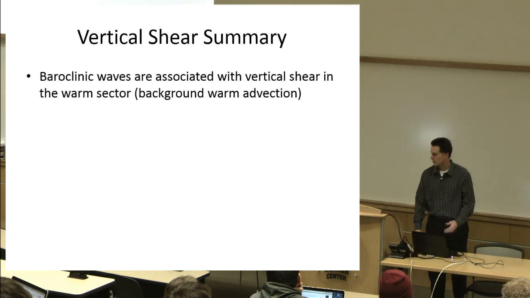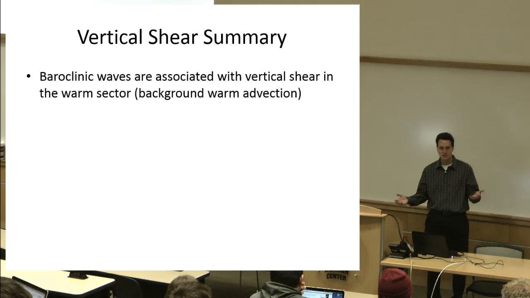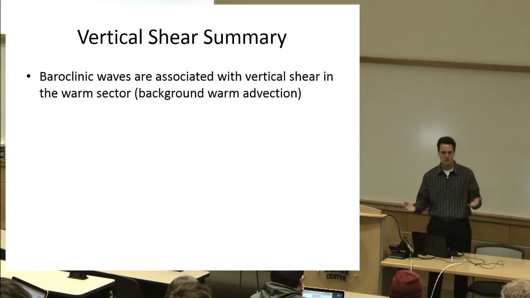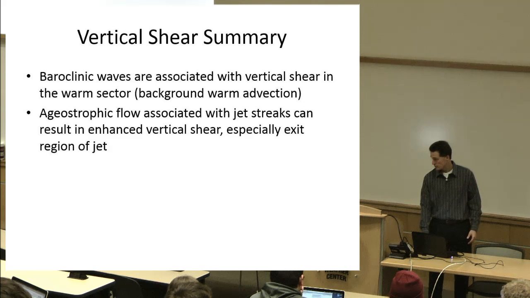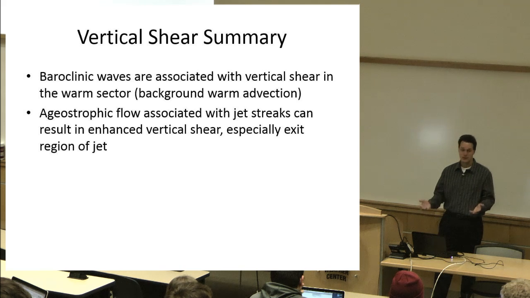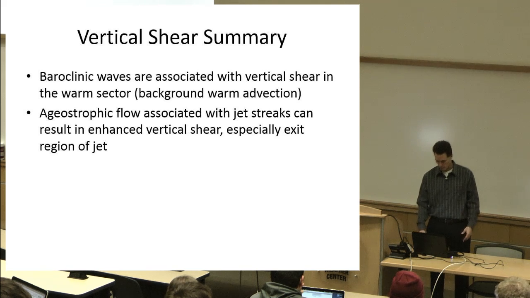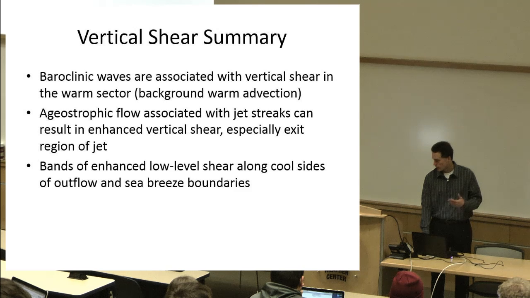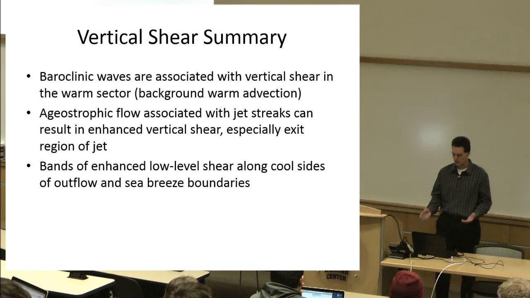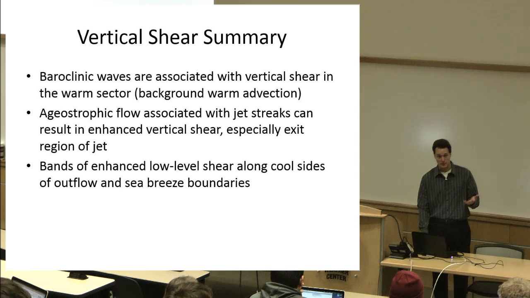So again, we'll summarize the vertical shear, baroclinic waves. They provide background vertical shear, generally through warm advection, responses to the ageostrophic flow with the jet streak. And again, especially in the exit region, which is where that wind profile will be most favorable for supercells. You also get bands of enhanced shear on cool sides of outflow boundaries and sea breeze fronts, that sort of thing. And again, it depends in those cases what the buoyancy profiles look like.